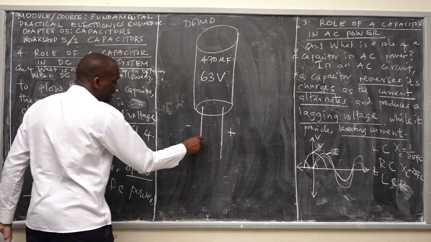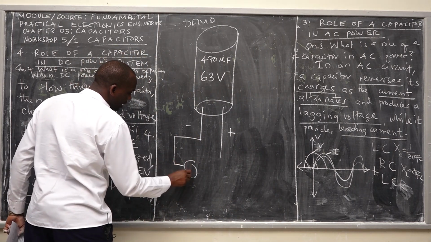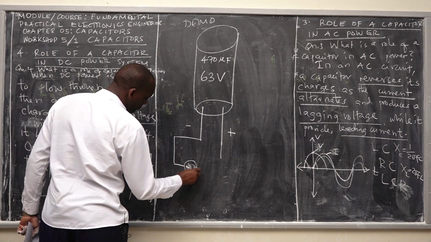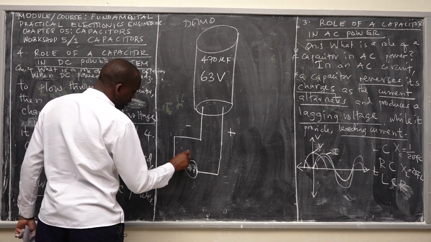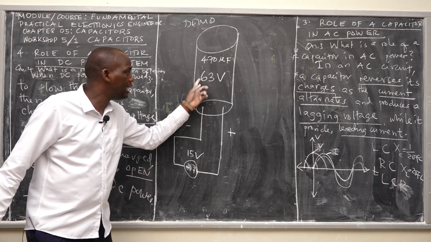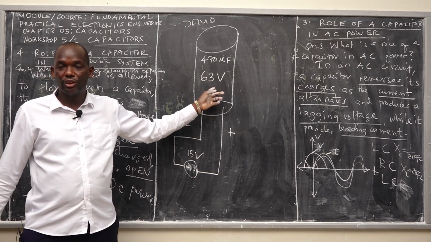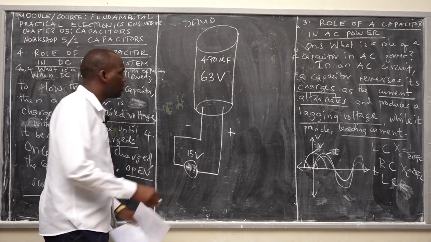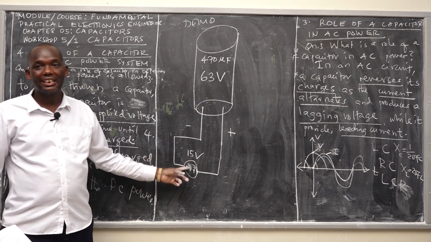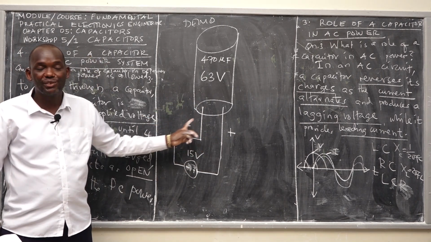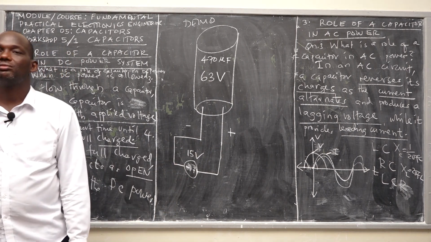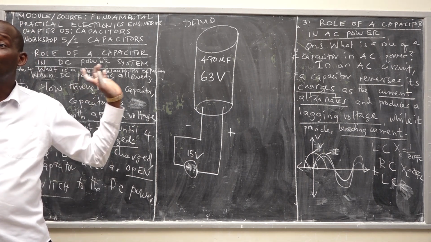So suppose that here you have your DC source, this is negative, and this is positive. You have your DC source, and the voltage is 15 volt. But the maximum rated voltage is 63 volt. So it means that once you turn on your circuit, within a short time this capacitor will be charged until the potential difference between the negative and positive terminals is equal to the applied voltage, which is 15 volt. By that moment, you say the capacitor is fully charged.